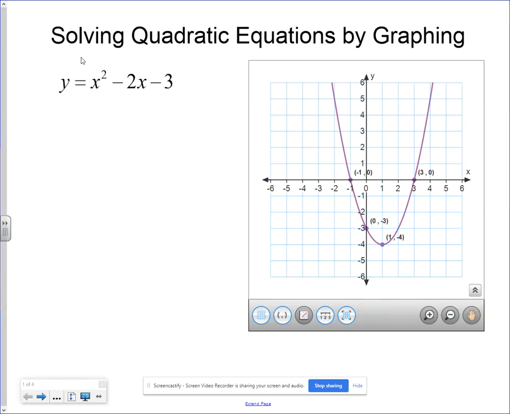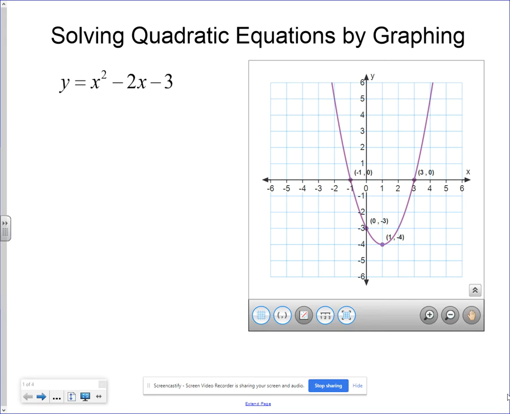So yesterday we saw how you can use the online Desmos calculator to graph quadratic equations. Today we're going to use it to solve quadratic equations. But before we solve one, let's take a look at a problem that we did yesterday. Here's my equation, y equals x squared minus 2x minus 3. I went ahead and graphed it on the right-hand side.